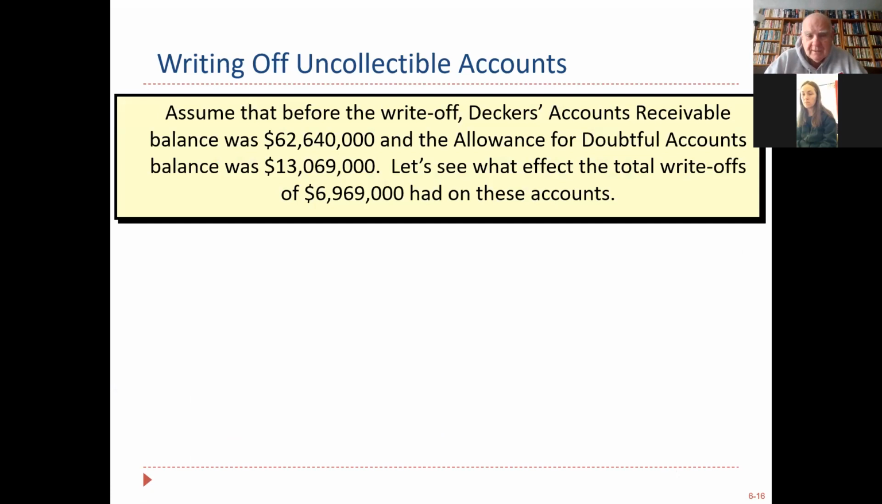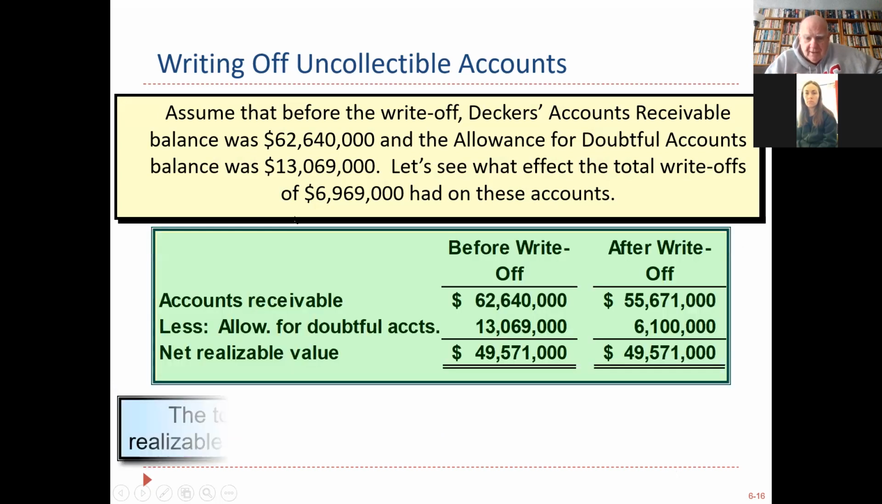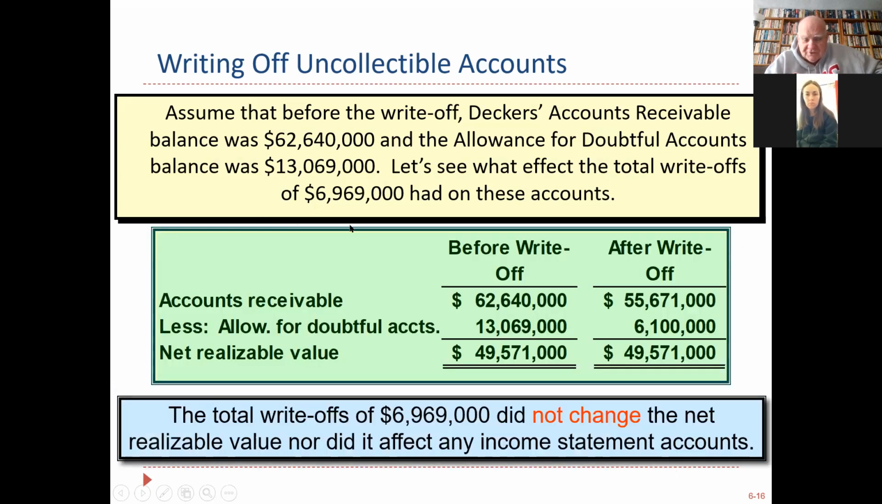Now here, they want to point this out. Before Deckers wrote off that big number, that's 7 million, they had 62 million in AR, 13 in the allowance. After they wrote this customer off, what happened to the net receivables? They did not change at all. And why is that? Because these are two receivable accounts we're just reclassing. Okay? A write-off affects nothing really. The only thing the write-off does visibly is now we take that person off of the aging and go from there.